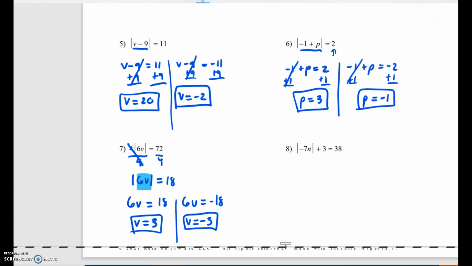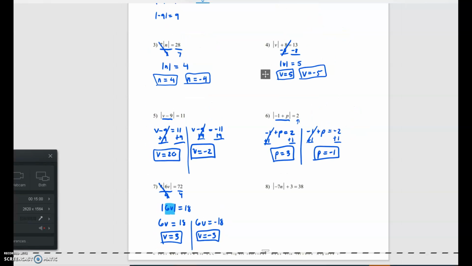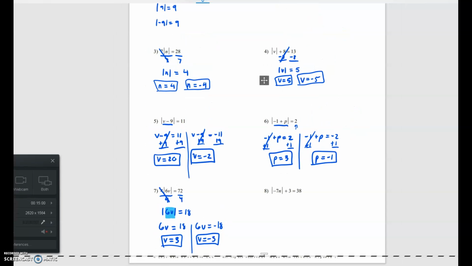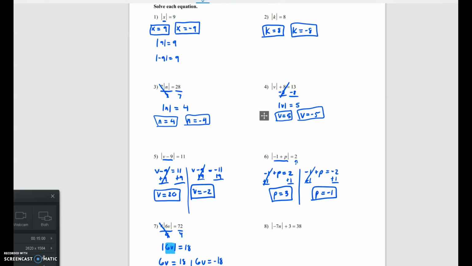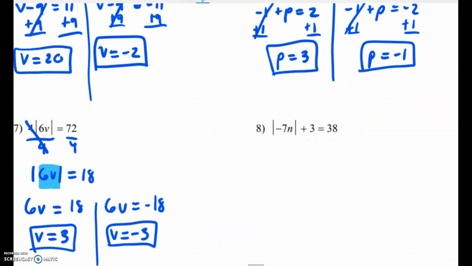So do keep track. If you look at all of our answers, they're not always just the opposite. Question 1, we got 9 and -9. Question 2, we got 8 and -8. Question 3, we got 4 and -4. Question 5, though, we had 20 and -2. So don't always just think, if you get one of them, just switch the sign for the other answer. It doesn't always work that way.